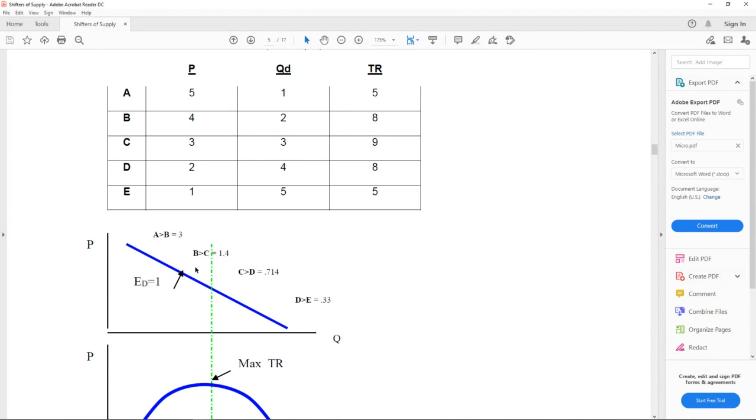So at this point between B and C, not at B or C, but between B and C, that's the reason it's called a midpoint formula, the elasticity of demand is 1.4. Now it's not a major jump in quantity. However, it is an increase. So if we change the price 1%, we'll see a 1.4% change in quantity. So it is our benefit to reduce the price and increase the quantity, because if you look down below, we see that the total revenue curve is still increasing.